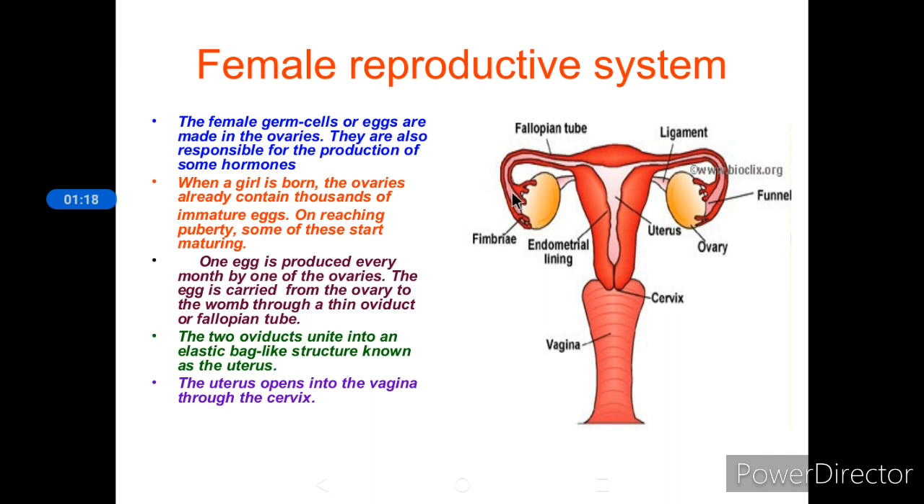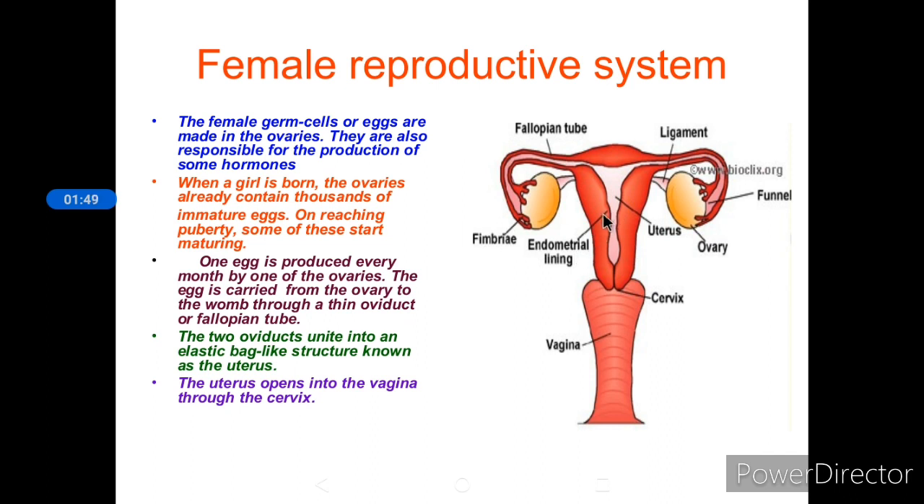So two oviducts, one from this side and one from that side, unite into an elastic bag-like structure known as the uterus. This uterus opens into the vagina through the cervix. So these are the important parts of the female reproductive system. The lining of the uterus is known as the endometrium.